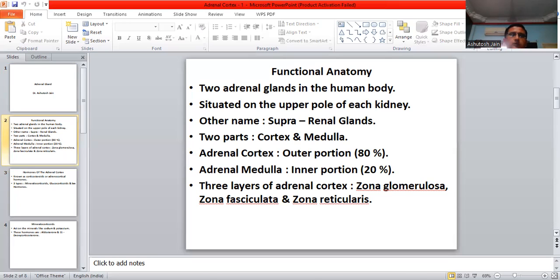Again, I am repeating the functional anatomy. There are two adrenal glands in the human body situated on the upper pole of each kidney. Other name: suprarenal glands. Two parts: cortex and medulla. Adrenal cortex, outer portion, 80%; adrenal medulla, inner portion, 20%. Three layers of the adrenal cortex: zona glomerulosa, zona fasciculata, and zona reticularis.